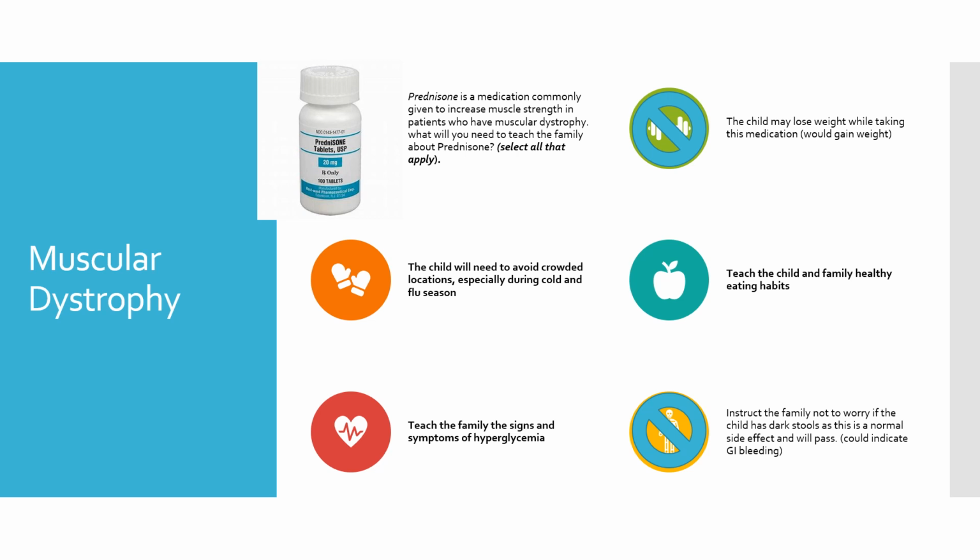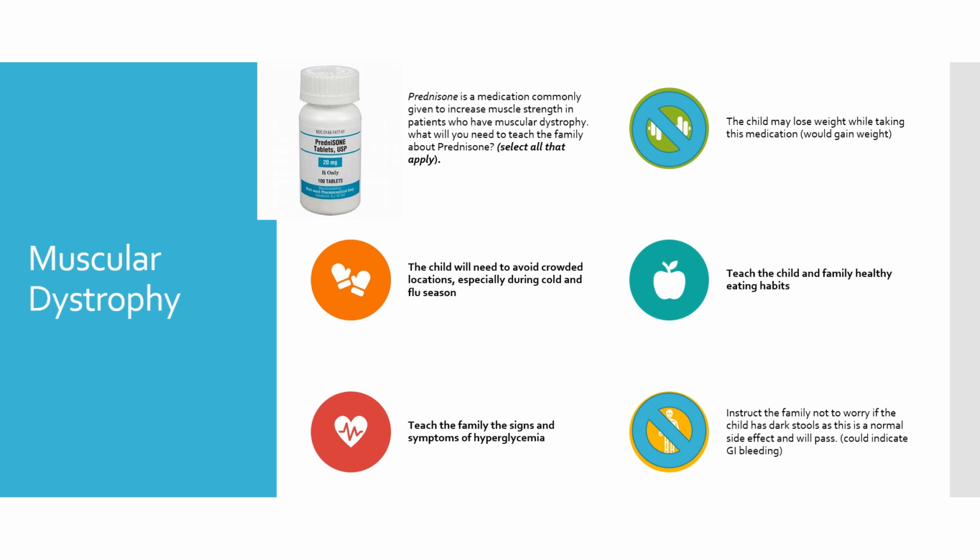So prednisone is commonly given to increase muscle strength in patients who have muscular dystrophy. What will you need to teach the family about prednisone? So we've talked about this earlier, but we're going to select all that apply. We're going to talk about prednisone. So the child will need to avoid crowded locations, especially during cold and flu season. Yes, because prednisone affects our immune system, so we need to make sure we limit sick contacts in crowds.